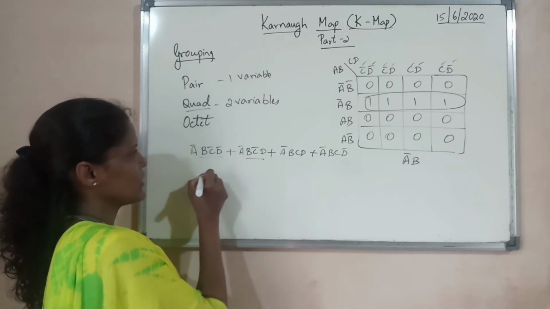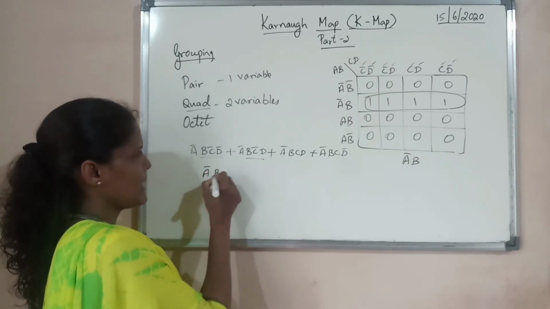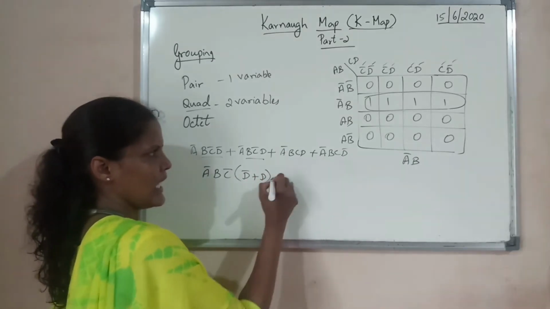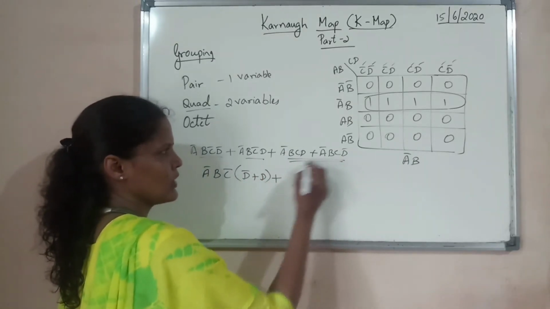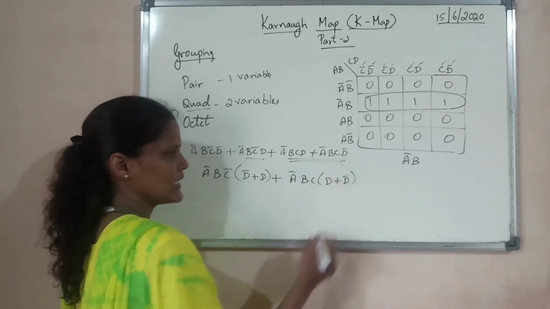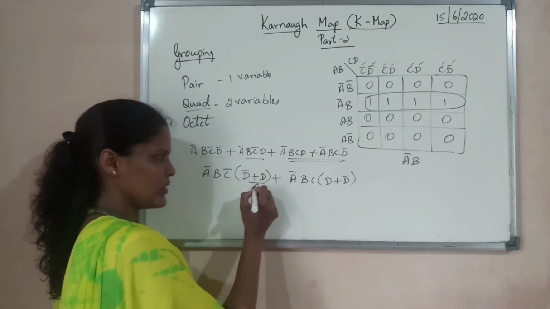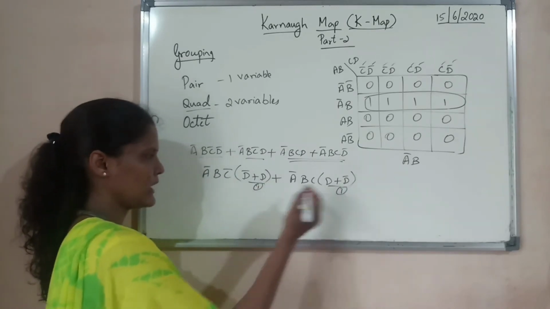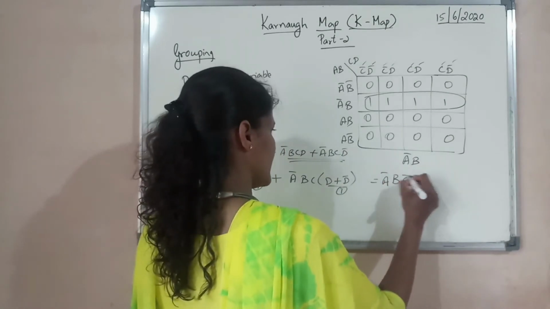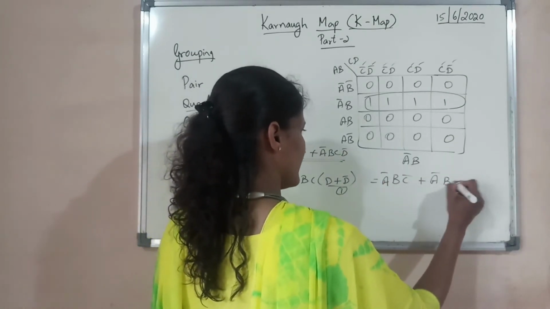So in between these two, A bar B C bar is common, and D bar plus D is present. In between these two, A bar B C is common. Within the bracket, I am going to get D plus D bar, so this value is equal to 1 and even this value is equal to 1. I will be left with A bar B C bar plus A bar B C.